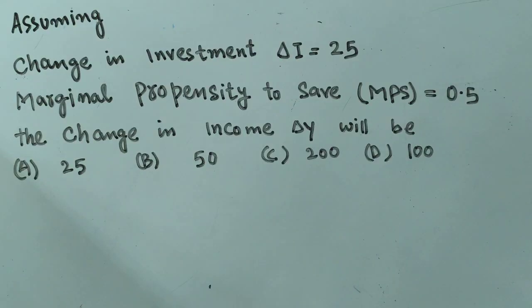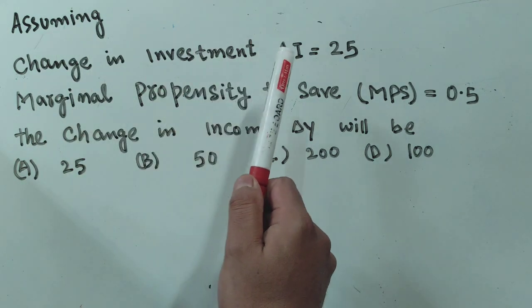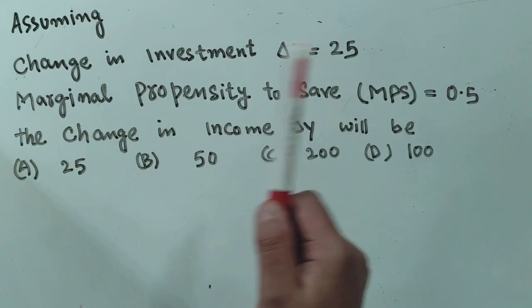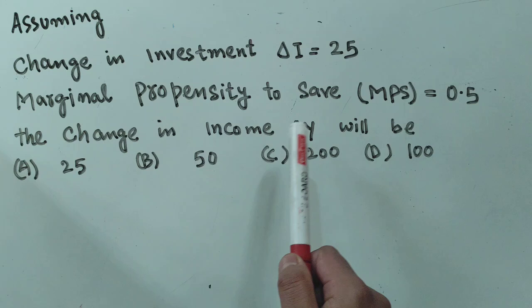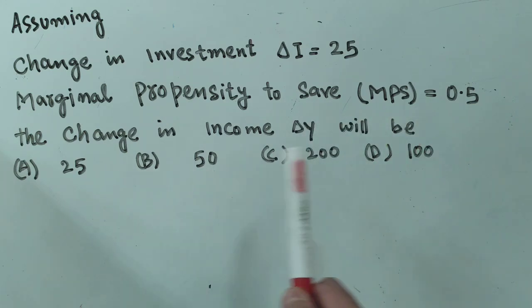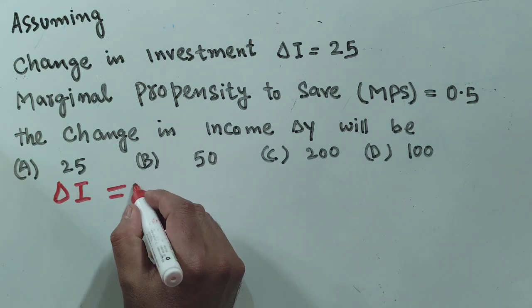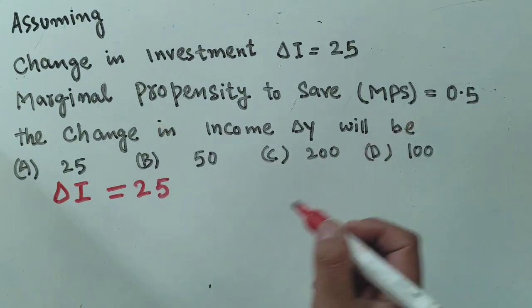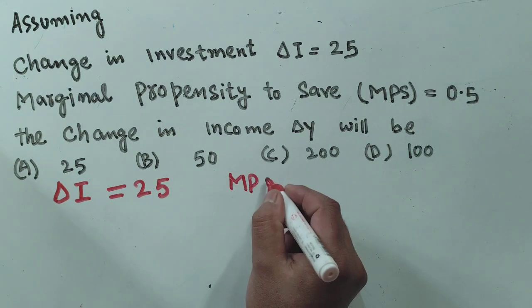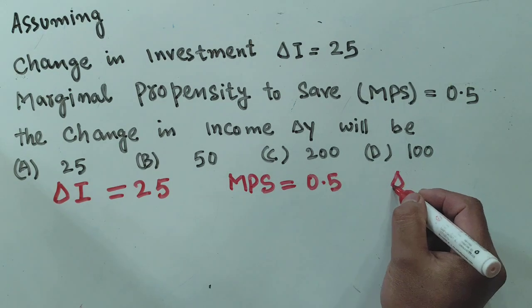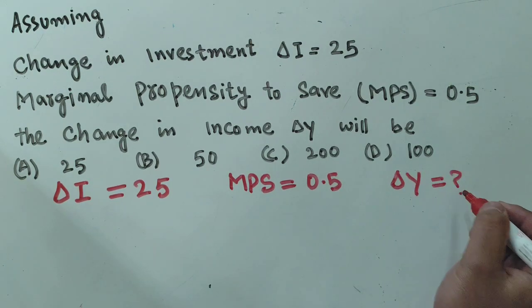It's how to find out the equilibrium level of change in income. The question is, assuming change in the investment, that is del I is equal to 25, marginal propensity to save is 0.5, the change in the income, which is del Y, will be equal to, options are being given, we need to find out the correct option. So change in the investment, that is del I, is equal to 25. Also the marginal propensity to save is equal to 0.5. We have to find out the change in the income.